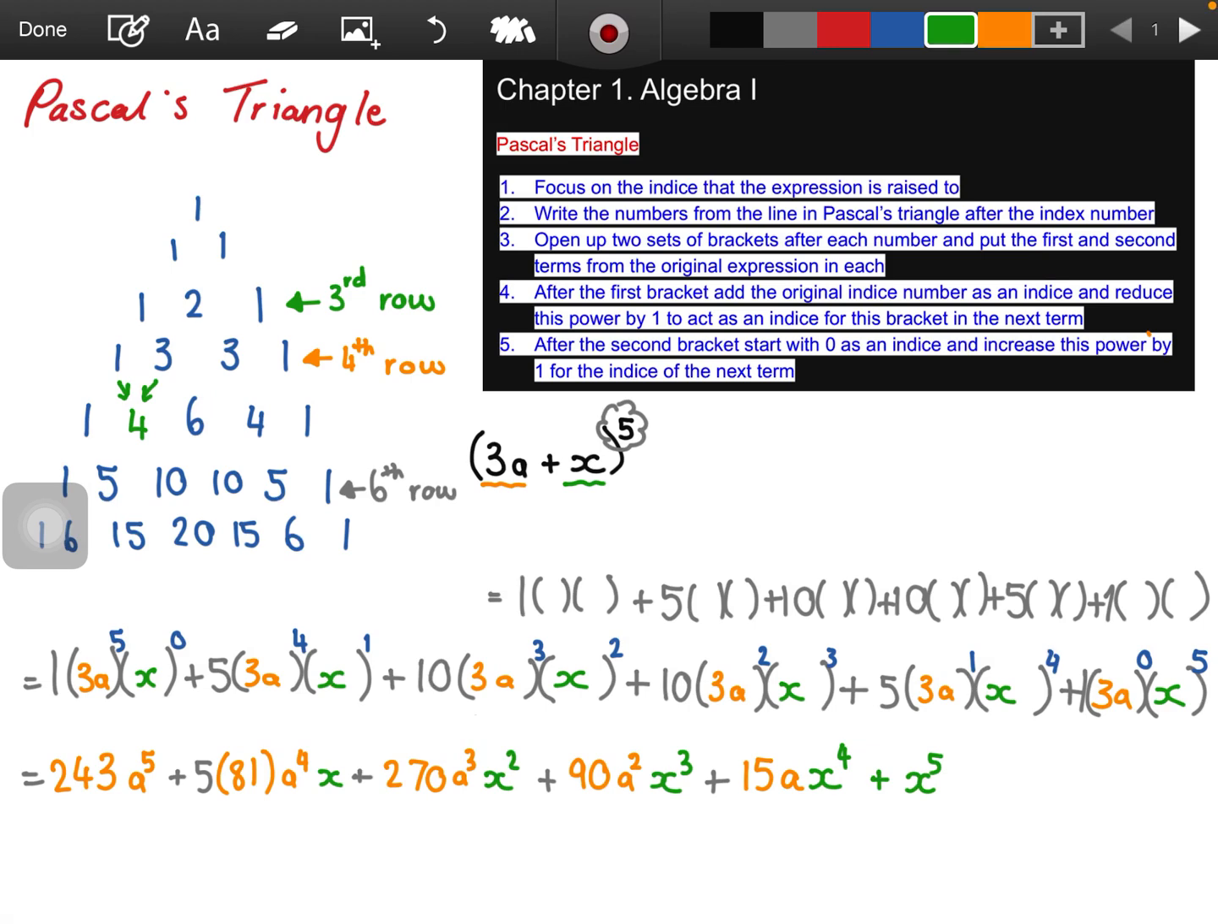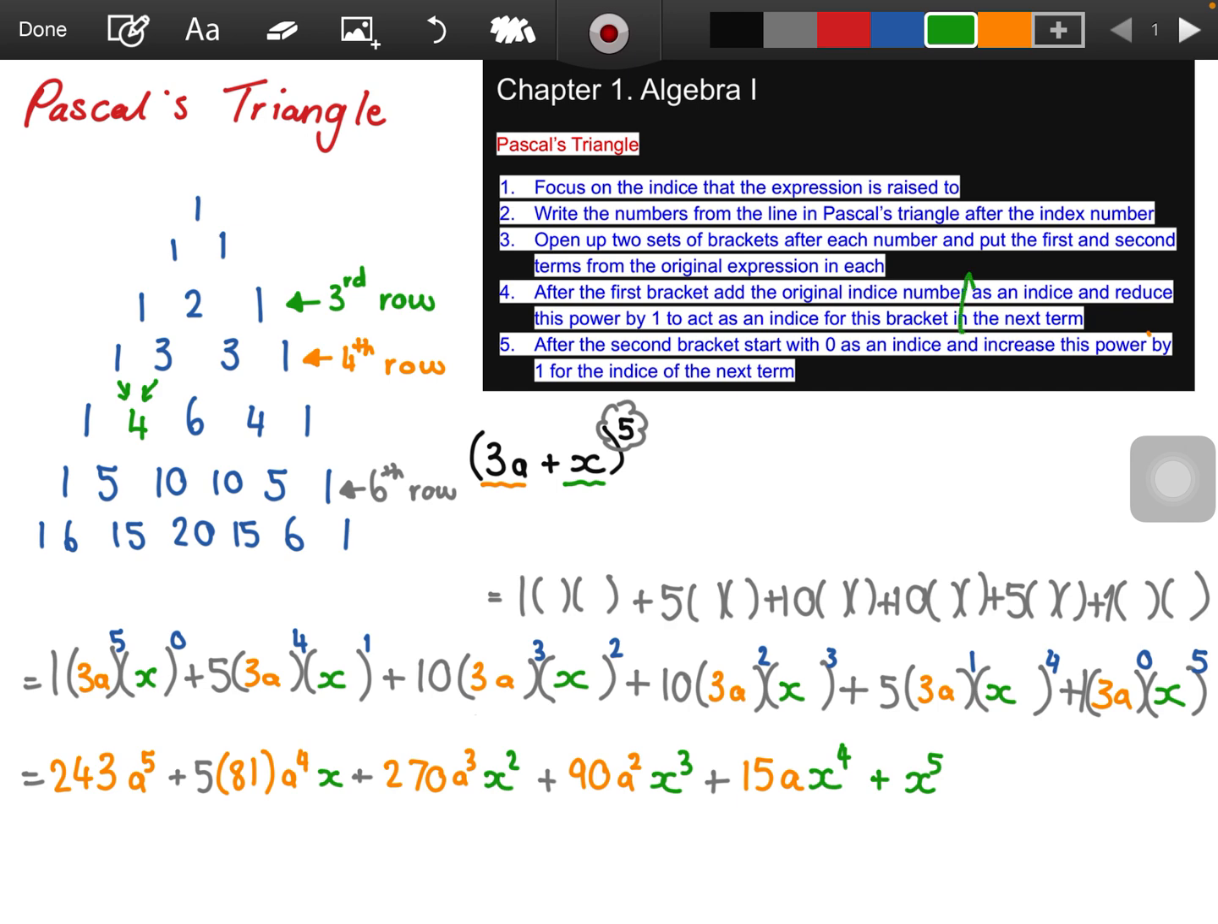Okay, so this was our last example of binomial expansion using Pascal's triangle. And we can see here that to get the coefficients, we needed to know the sixth row of Pascal's triangle. To get that was 1, 5, 10, 10, 5, and 1. But there actually is another way of getting those numbers without doing out Pascal's triangle.